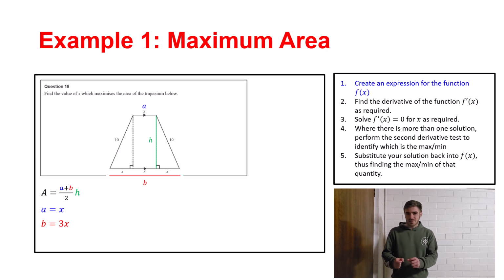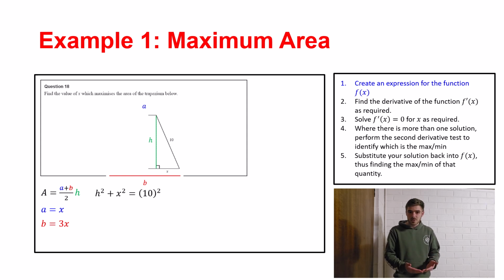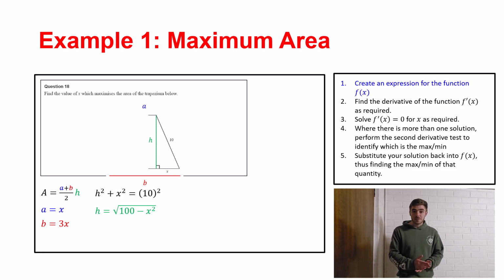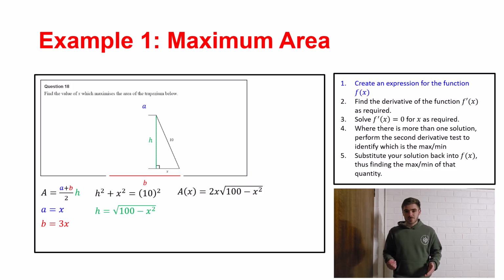For now, we're going to isolate that triangle. What we're going to realize is that we actually have enough information to create a Pythagoras equation. Once we do that, we can actually rearrange for h, thus getting h purely in terms of x. Now that we finally have a, b, and h, we can just sub that back into our area equation and simplify. So that's step 1 finished.